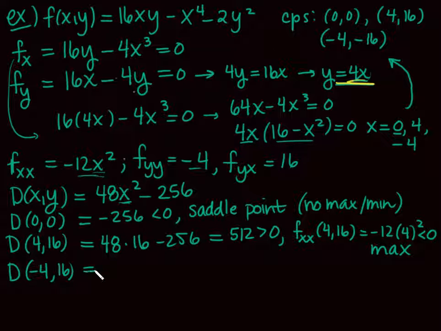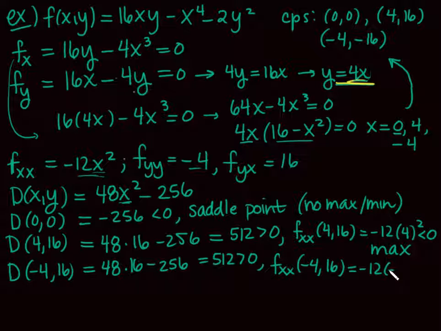Everything's going to be the same here. So how do I know that? Because I'm squaring things. So when I square that 4, I'm not changing anything. So this will be 512 again, greater than 0. And then the same thing will happen with f sub xx, because when I put in a negative 4, remember you have to square first. So when I square negative 4, that's going to be positive. And then this negative right here will keep me negative. So again, I have a max.